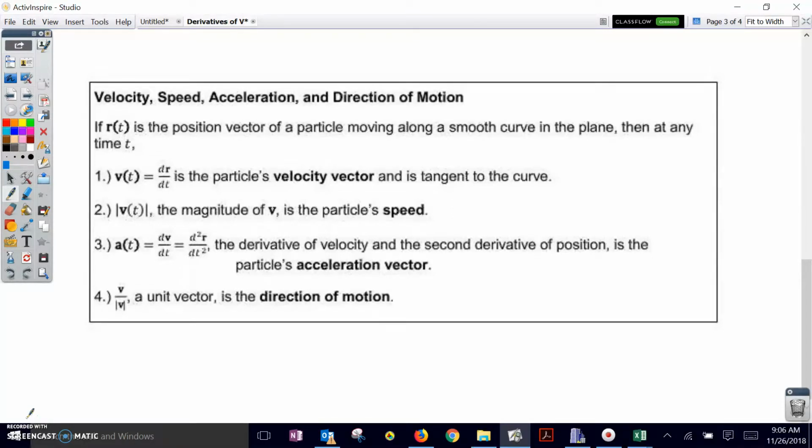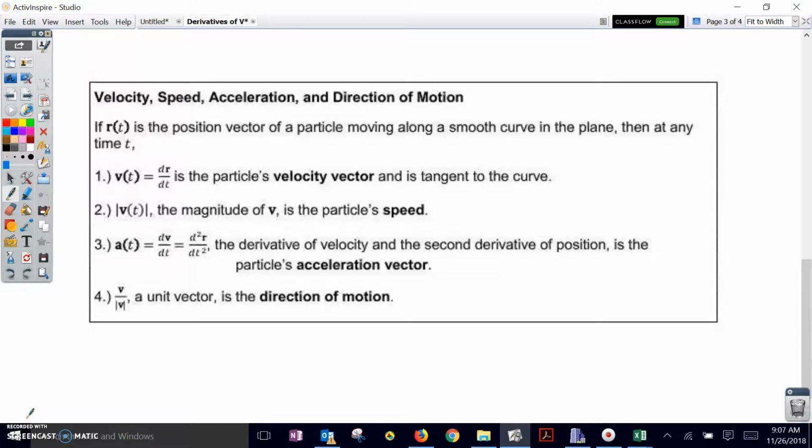Alright, welcome back everybody. In this video we're going to look at the last couple of examples from the derivatives of vector-valued functions lesson. We start here with some basic definitions of velocity, speed, acceleration, and direction of motion as they pertain to a position vector of a particle.